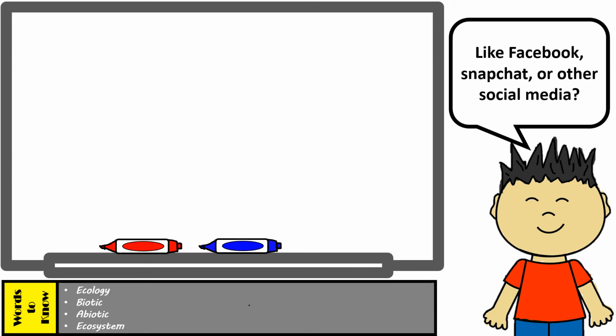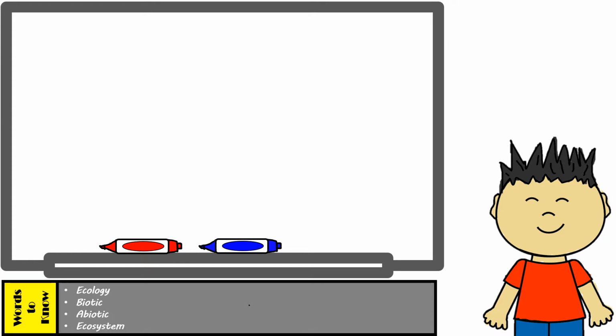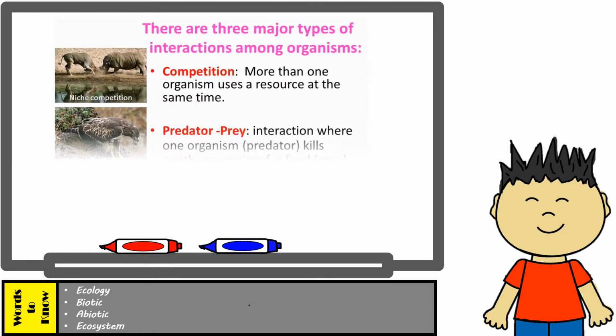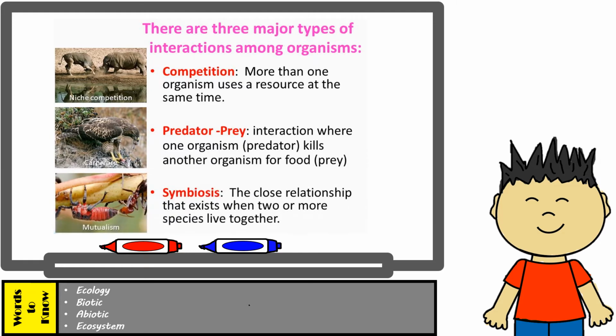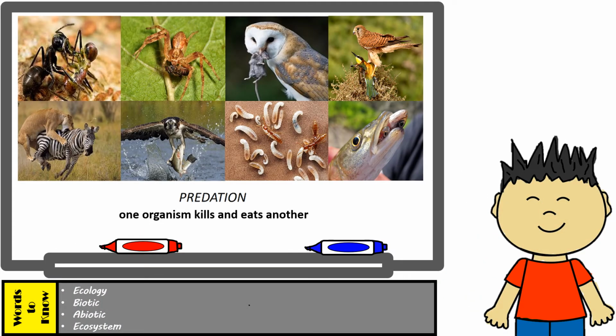Now, we keep mentioning that organisms interact with one another as well as their environment, but what type of interactions are we talking about? No, Alex, those aren't exactly the type of interactions I'm talking about. Basically, there are three major types of interactions among organisms that we're going to be focusing on: predation, competition, and symbiosis.